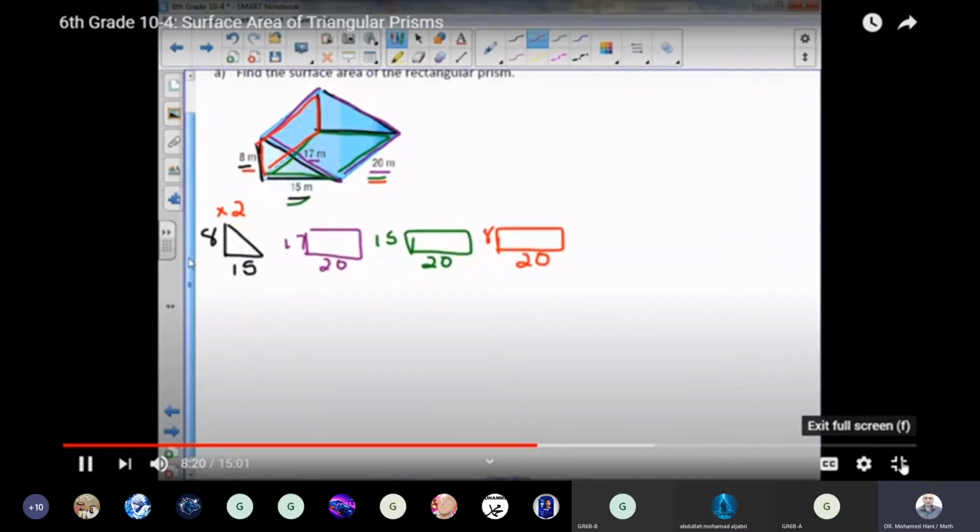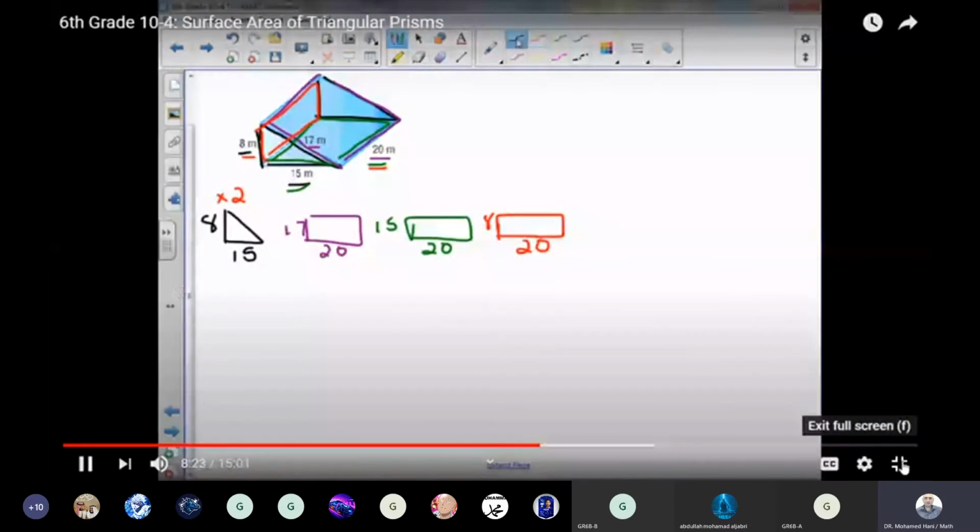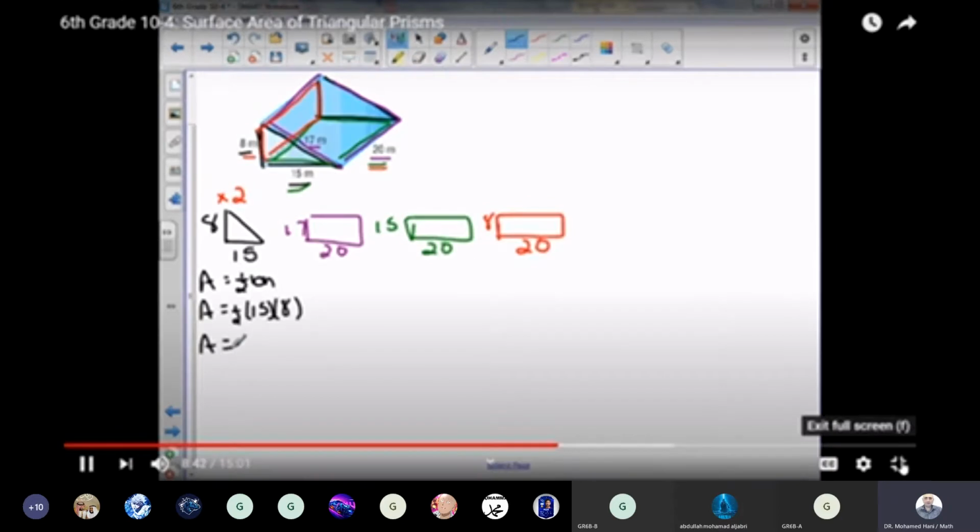Area of the triangle is 1/2 base times height. Area equals 1/2 times 15 times 8. Area equals 60. Now I have 2 of those triangles, so let's multiply it by 2, and we get 120.